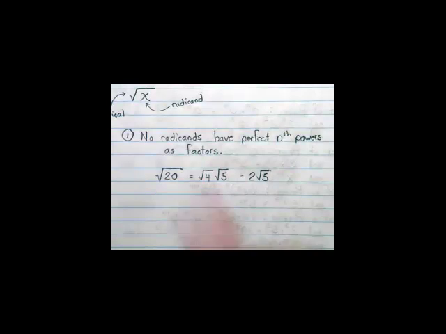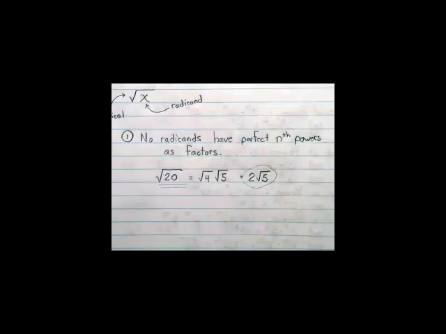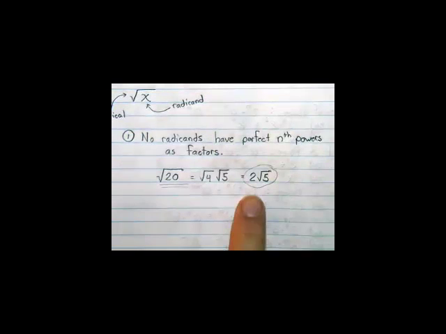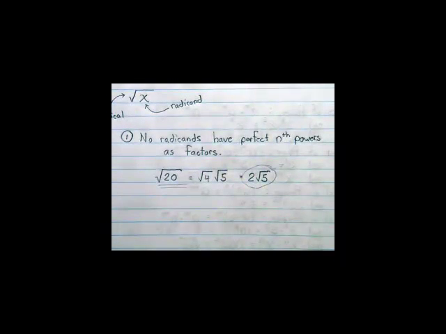So I know it's weird, but this is considered simplest form and this is not. Even though square root of 20 seems a lot easier to look at, seems simpler than writing it like this, okay? But that square root of 20 is not meeting this first criteria. Its radicand, which is 20, has a perfect nth power as a factor of it, and that perfect nth power is 4. Okay? So because it's a square root, we're looking for perfect square numbers that are underneath there.